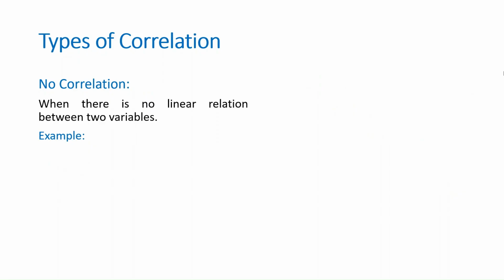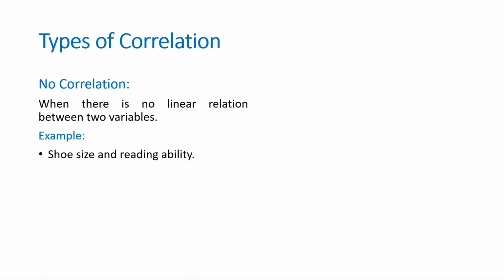And the last one is the easiest one, that is the no correlation, and often we call it zero correlation also. This is the case when two variables are not related. When there is no relationship between them. This is called no correlation or zero correlation.